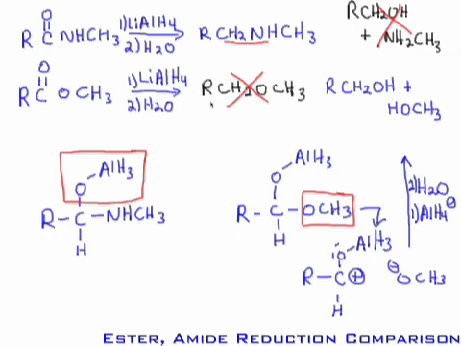Okay, so there you have it. Esters react by a different pathway simply because they have a slightly better leaving group in the alkoxy group than an amide does in its NHCH3-.